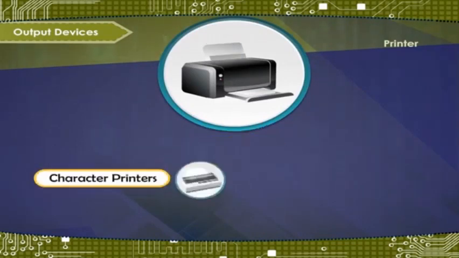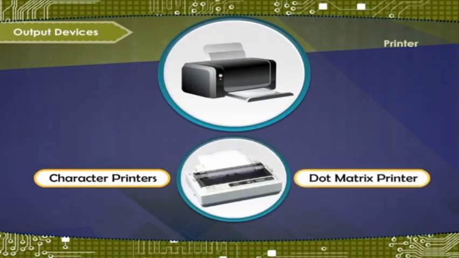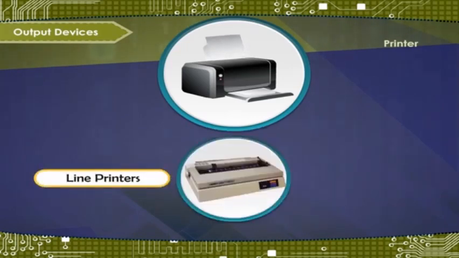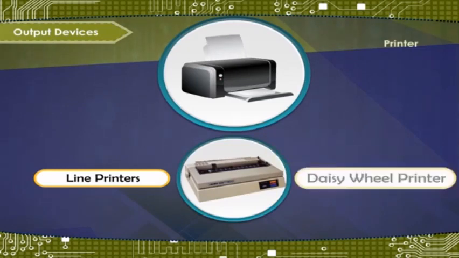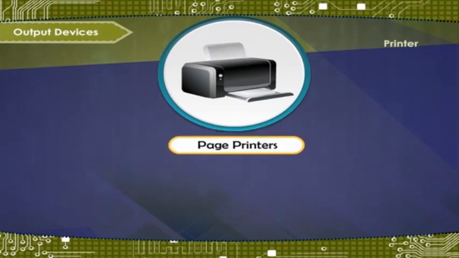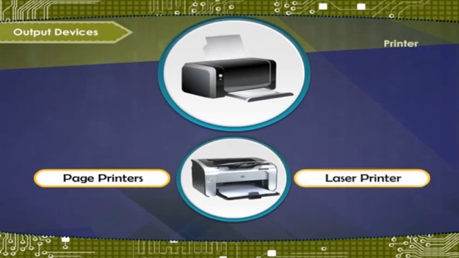Character printers. These print a single character at a time. Example, dot matrix printer. Line printers. These print one line at a time. Example, daisy wheel printer. Page printers. These print one page at a time. These are the fastest printers. Example, laser printer.